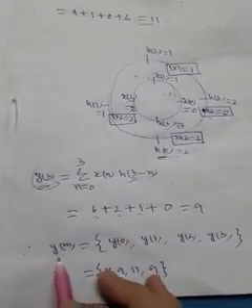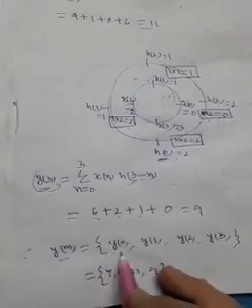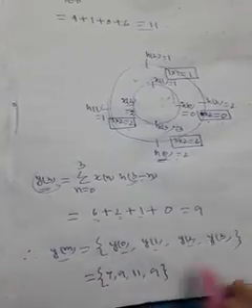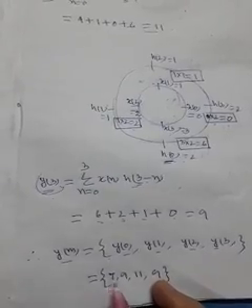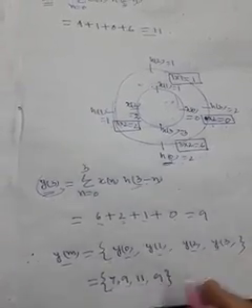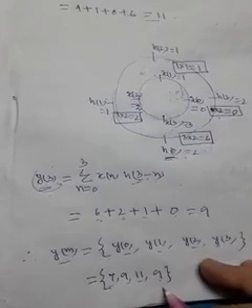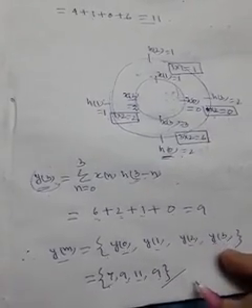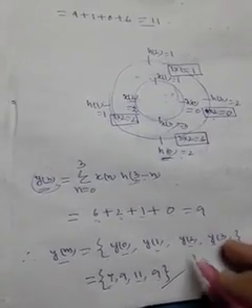Therefore we can write y(m) equal to y0, y1, y2 and y3, so that is equal to 7, 9, 11, 9. So this is the circular convolution of two discrete time sequences x(n) and h(n).